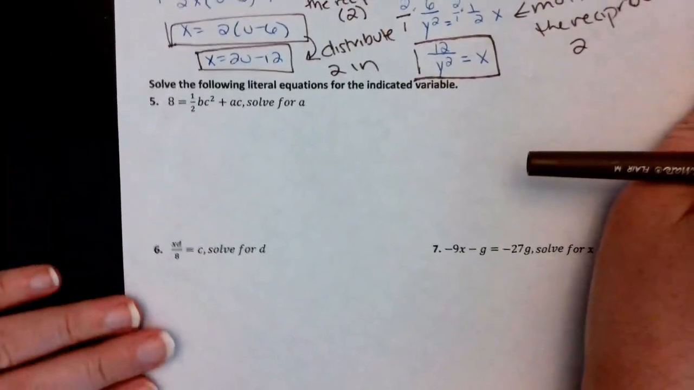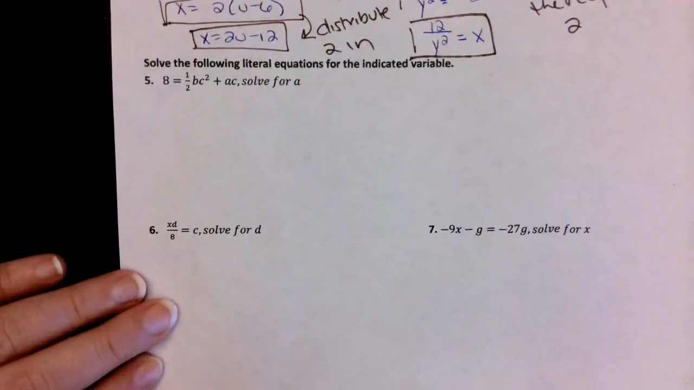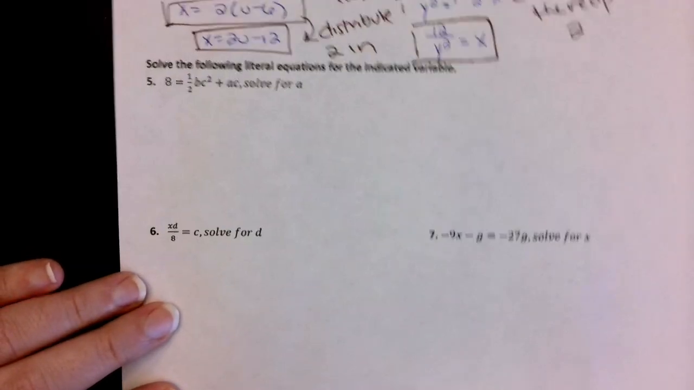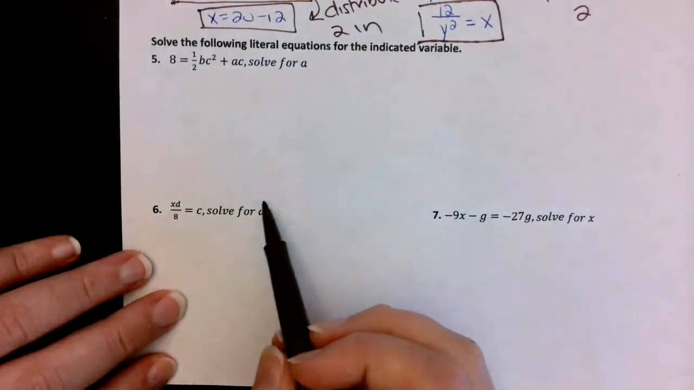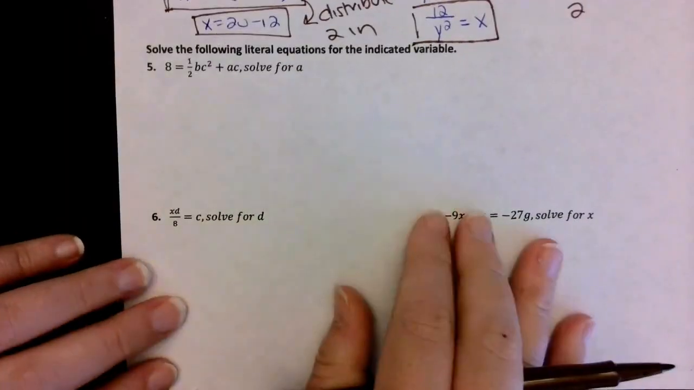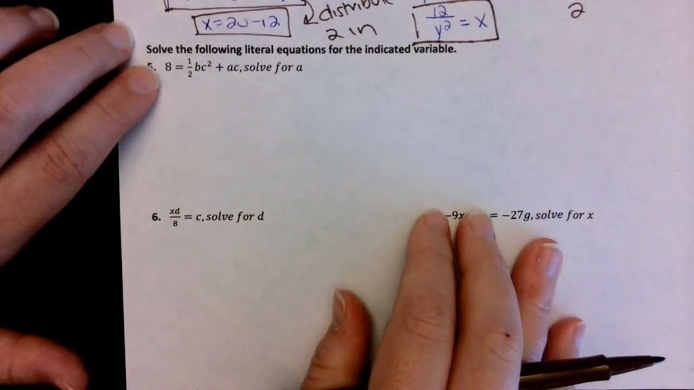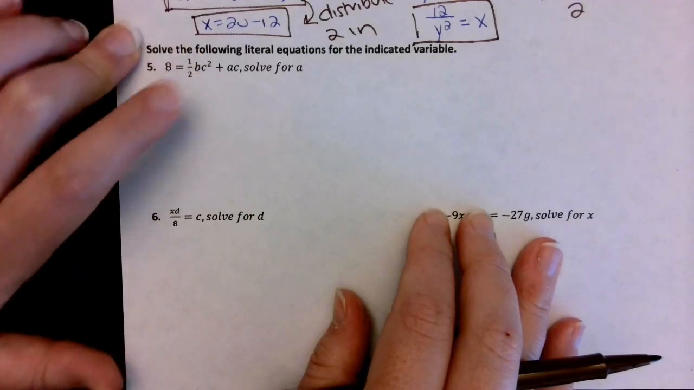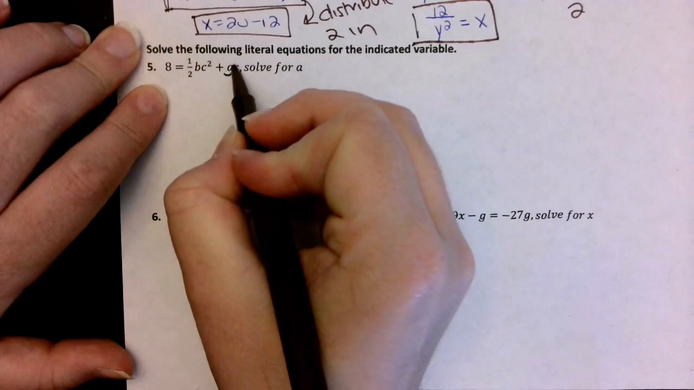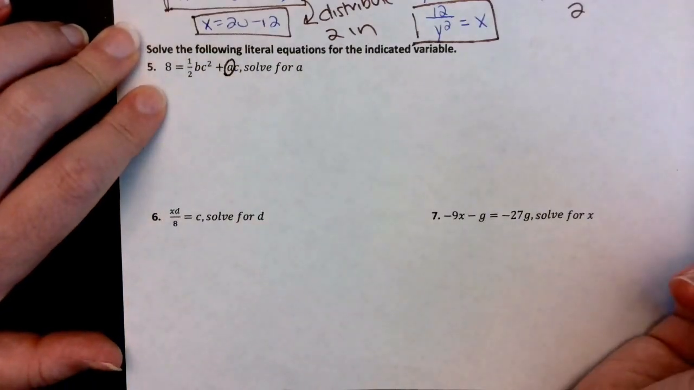Alright, in the last 3, we are going to solve them ourselves. And they're going to give us an indicated variable for us to solve for. So the indicated variable up here would have been x. We were solving for x. Down here we solved for a, d, and x. Alright, so my first equation, it says 8 equals 1/2 bc squared plus a times c. I want to get a all alone.